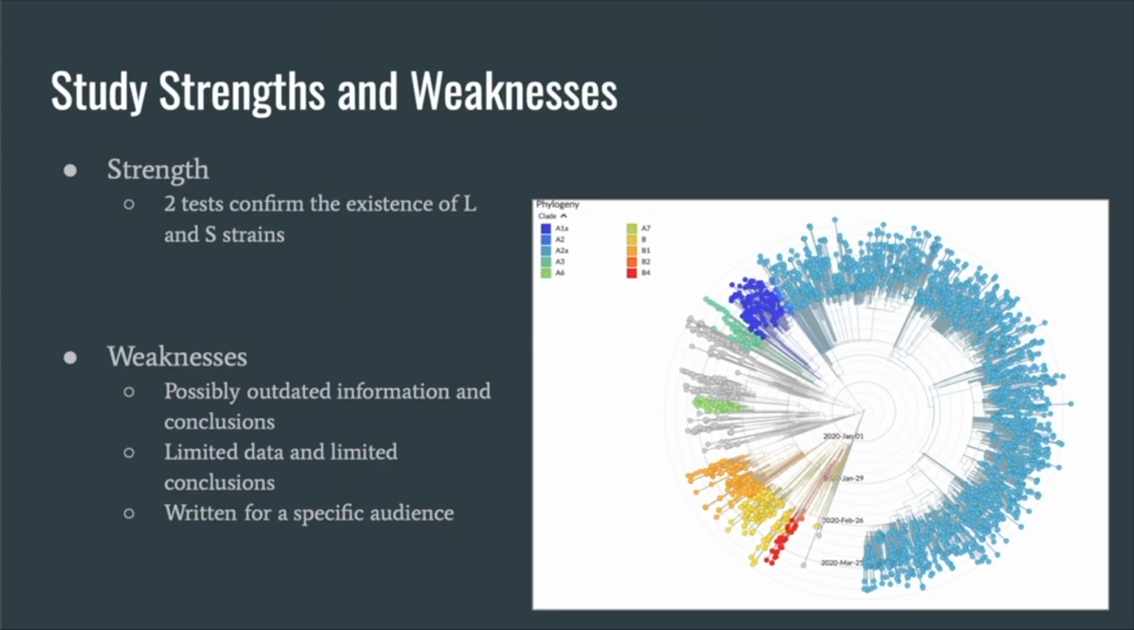Thanks to the study, there's really primarily one prominent strength, and that has to be the identification of the L and S strains and the methods that were used to come to the conclusion of their existence.